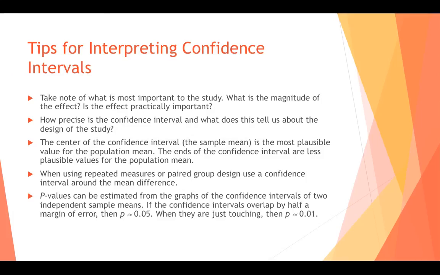And lastly, 5. As discussed, p-values can be estimated from the graphs of the confidence intervals of two independent sample means. If the confidence intervals overlap by half a margin of error, then p equals approximately 0.05. When they are just touching, p equals approximately 0.01.